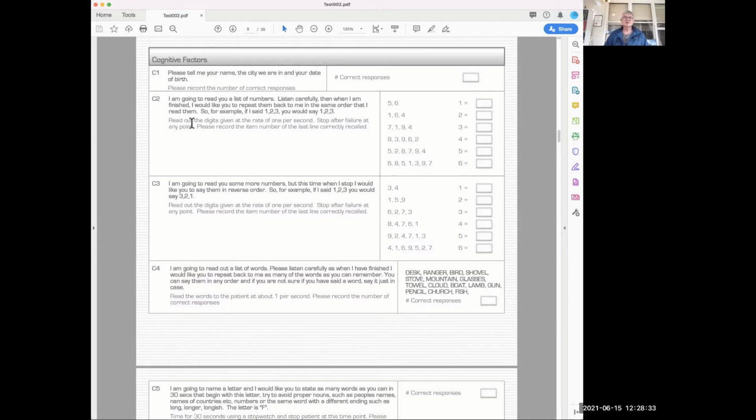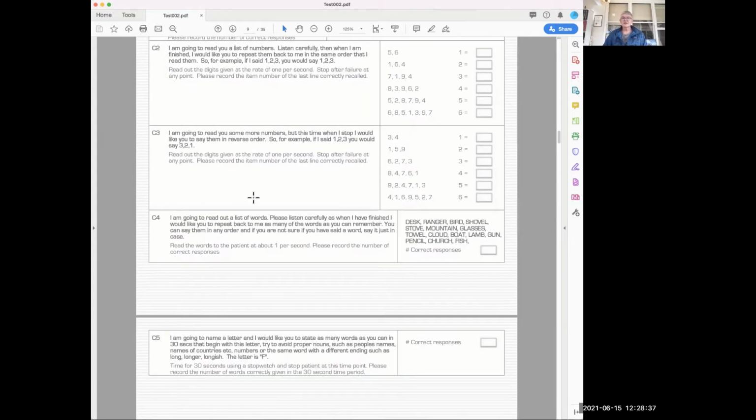The final question, I'm going to name a letter and I'd like you to state as many words as you can in 30 seconds that begins with this letter. Try to avoid proper nouns, such as people's names, names of countries, etc. Numbers, or the same word with a different ending, such as long, longer, longish.